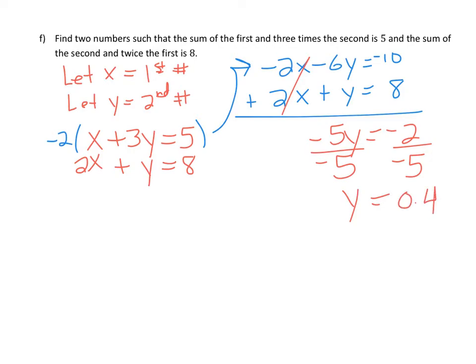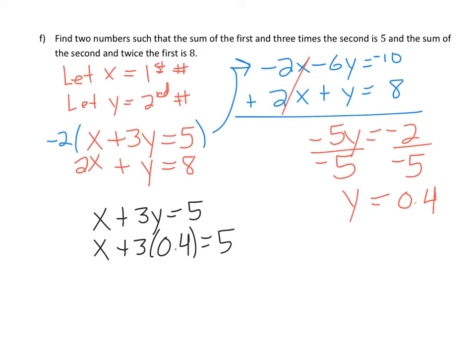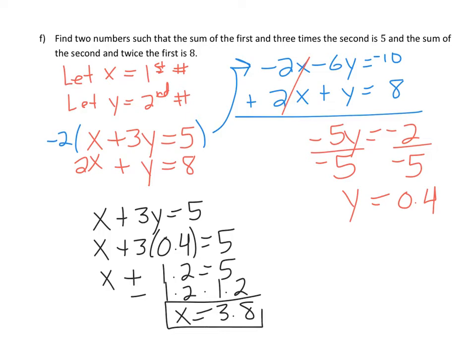Now that I have the second number, let's plug in to find the first. X plus 3y equals 5. X plus 3 times 0.4 equals 5. X plus 1.2 equals 5. Subtract 1.2. X equals 3.8. Now this isn't really asking for an ordered pair. In most of these problems, you would just box your two answers and not write them as an ordered pair.